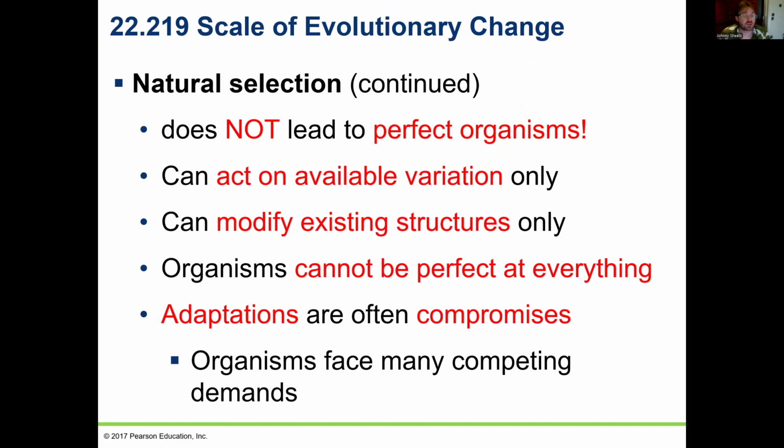Now, natural selection, it's important to note, can act on available variation only. You're not going to just pop a duck wing out of nowhere. You have to work with the parts you have. And because of that as well, you can't make any big changes quickly. Existing structures need to be modified. Again, you can't have a duck foot just appear out of nowhere.